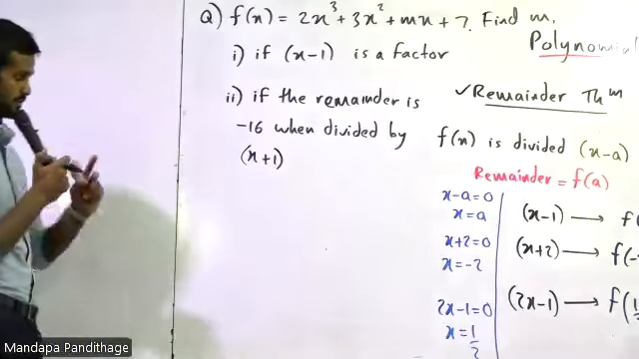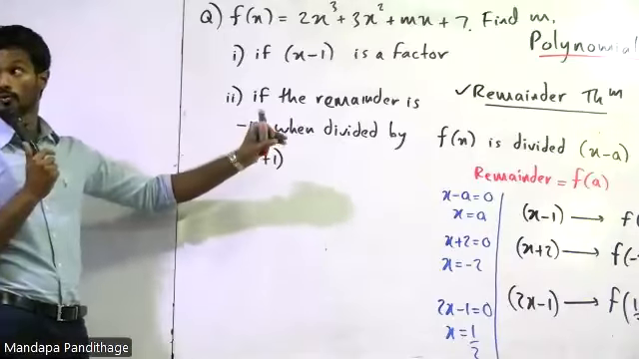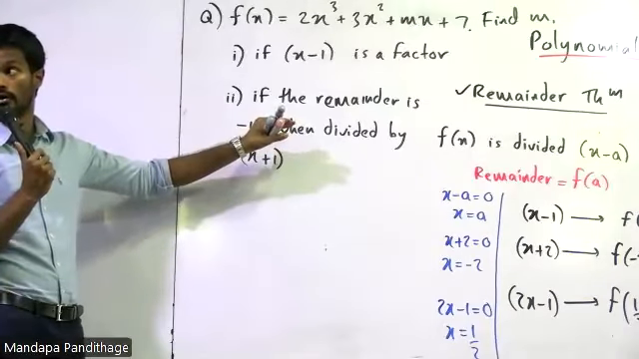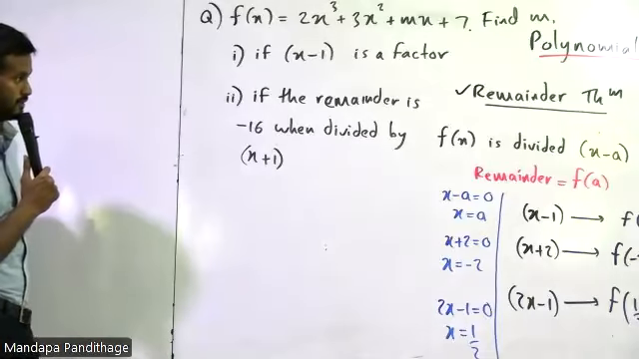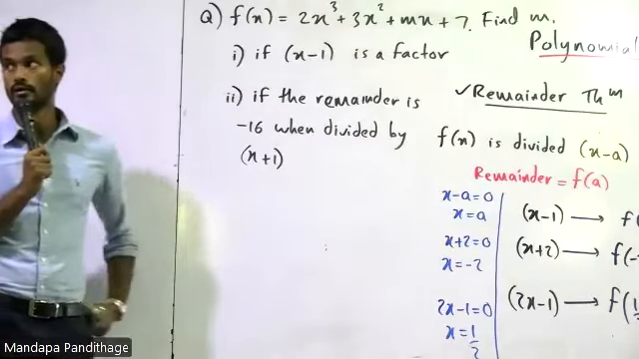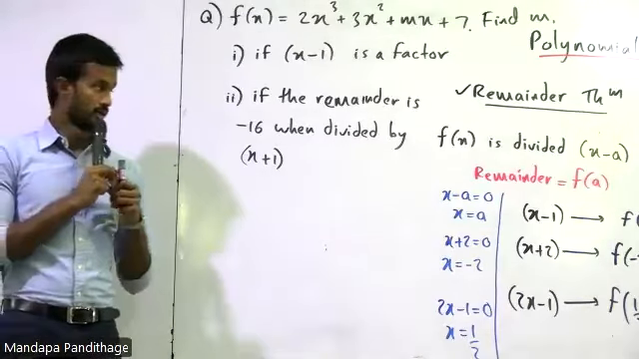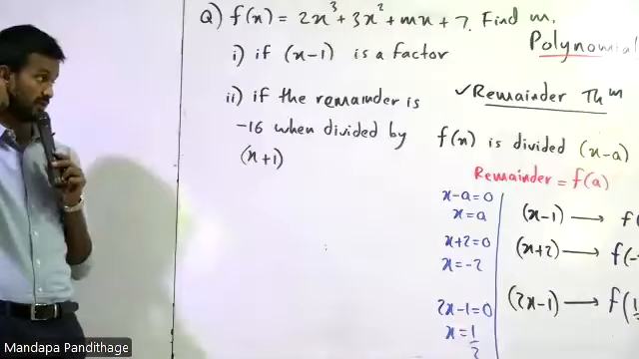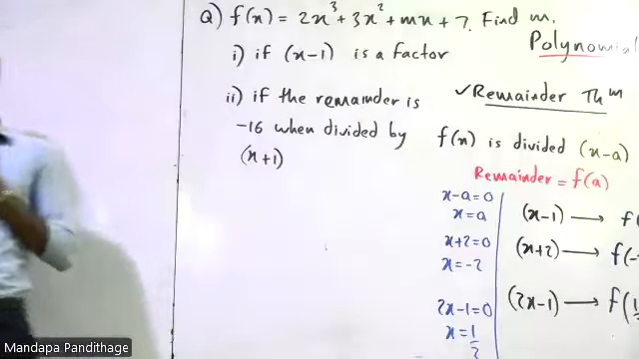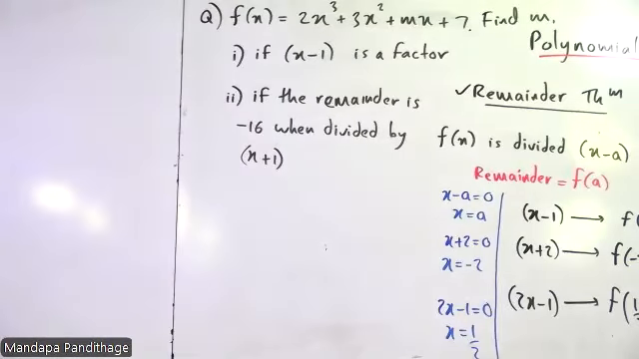The question is on the board. Roman number 2: if the remainder is minus 16 when divided by x plus 1. Okay, find m in both instances.